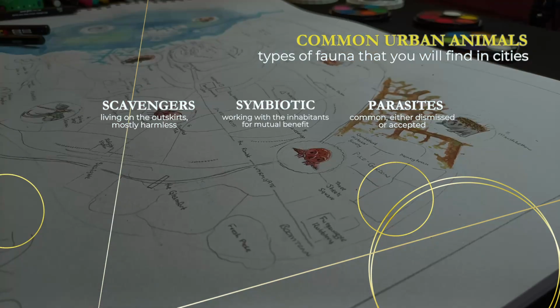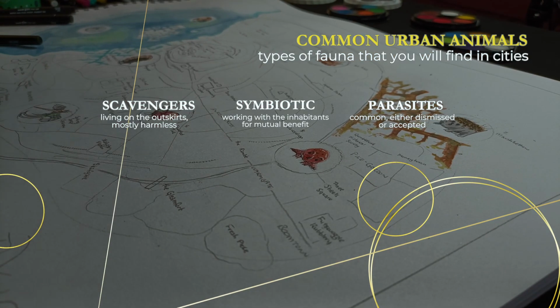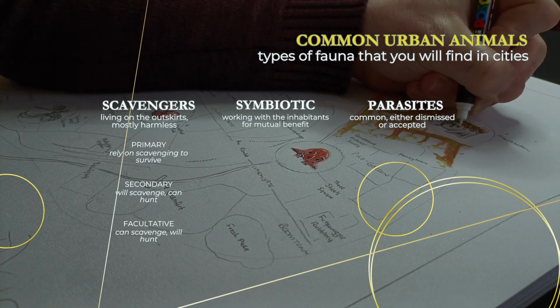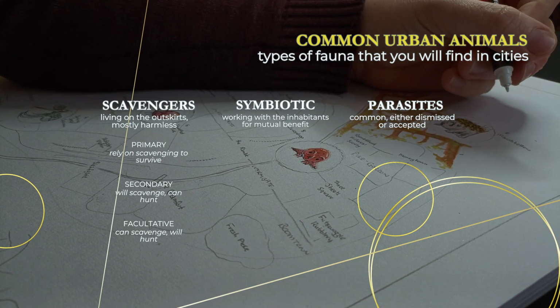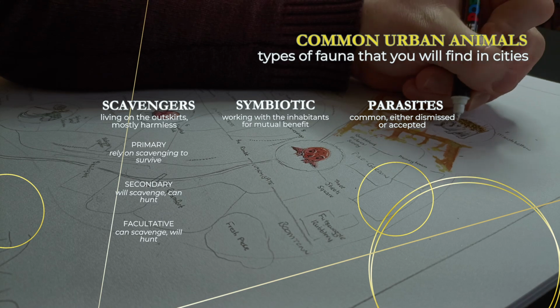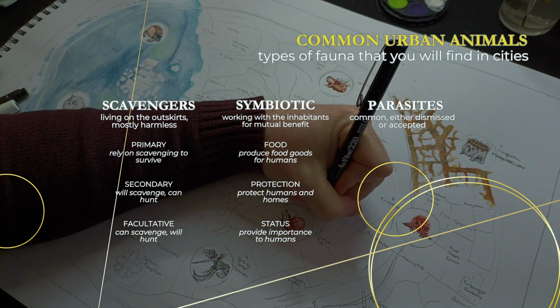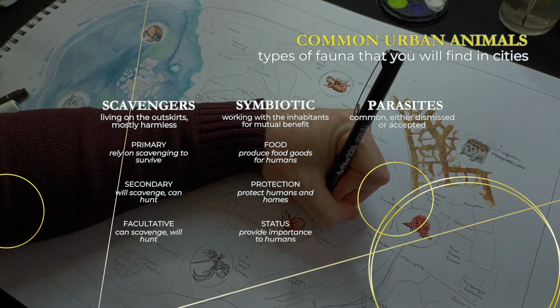Scavengers in real life are categorized into one of three subclasses, which is primary scavengers, secondary scavengers, and facultative scavengers. We're talking on whether they rely on scavenging or whether they generally hunt but can scavenge. Symbiotics, I've categorized them into whether they provide food, whether they provide protection, whether they provide status to the humans.